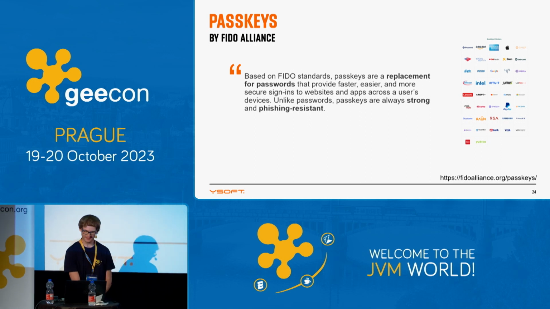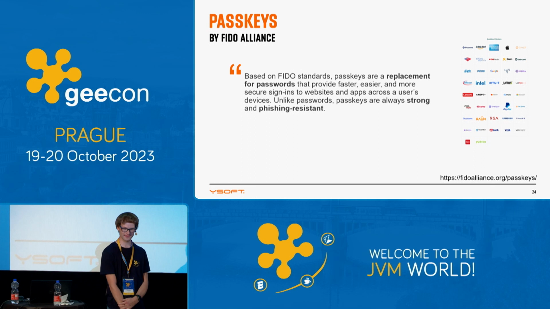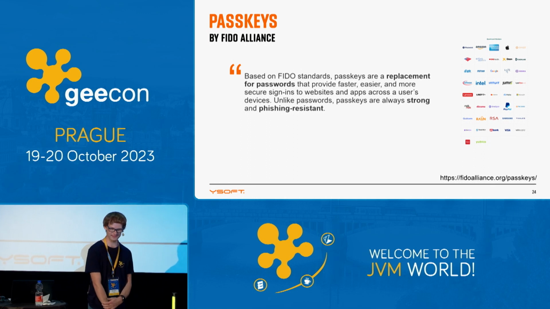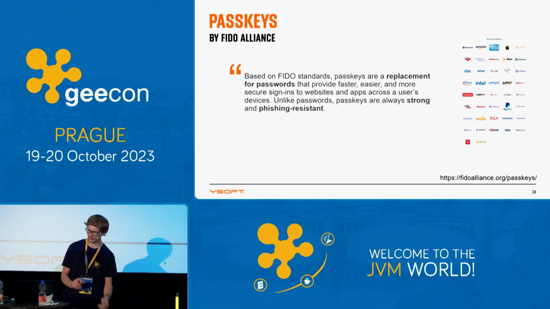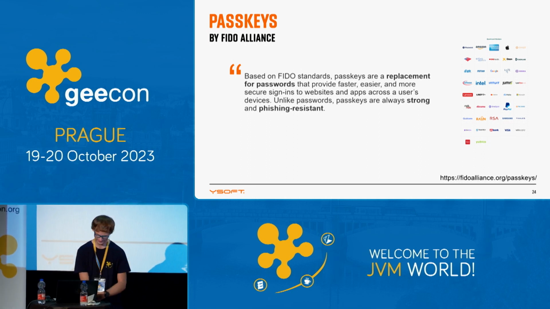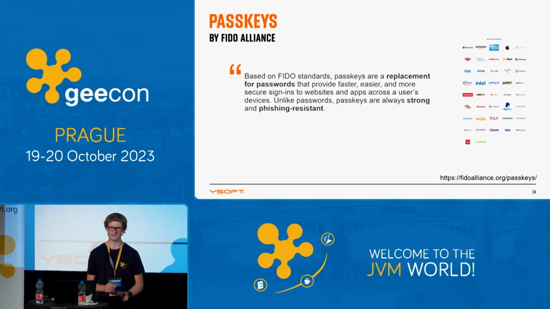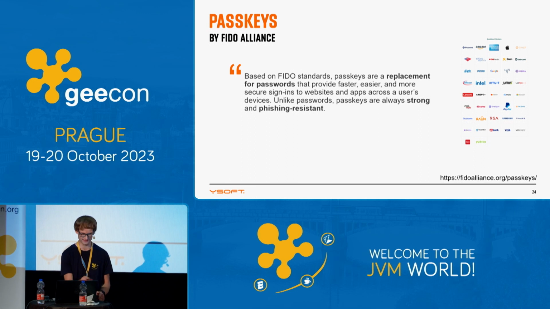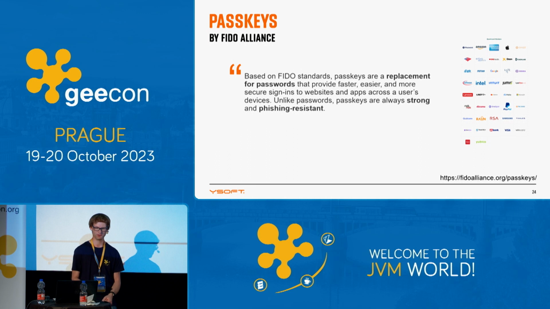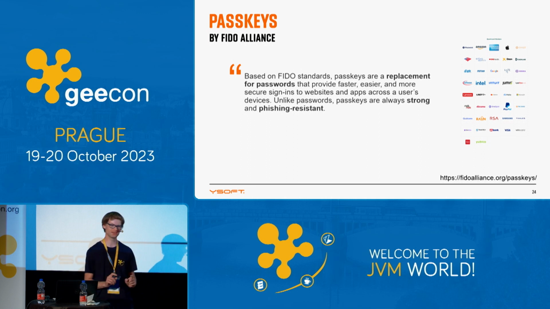So some smart companies, big names, I don't know if it's really visible, formed an alliance. They call it the FIDO Alliance. And this is, by the way, just the first page of the core members of the alliance. The list goes on and on, if you can see it on the website. And they invented passkeys. This is a quotation from the website. They say these are a replacement for passwords that provide faster, easier, and more secure sign-ins to websites and apps. And unlike passwords, they are strong and phishing resistant.